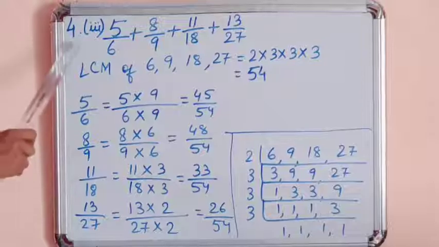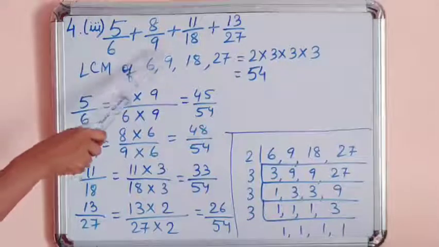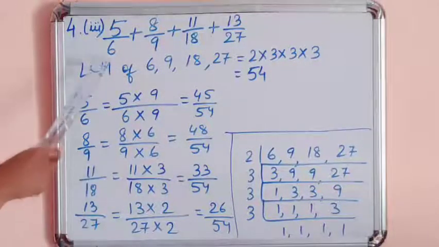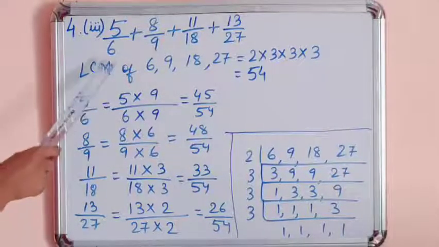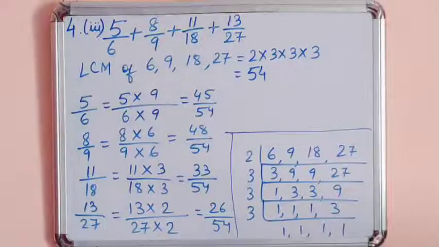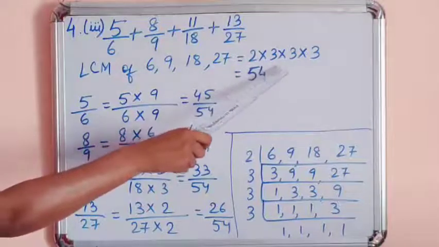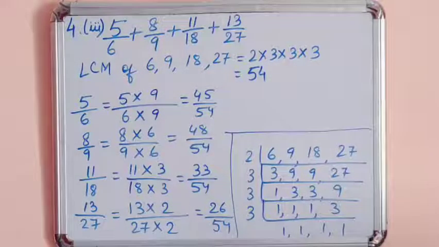Now let us look at number 4, question number 3. So 5 by 6 plus 8 by 9 plus 11 by 18 plus 13 by 27. As you can see here, the denominators are all different. So we have to take the LCM of these denominators. I have shown the LCM here. On calculating the LCM, we get 2 into 3 into 3 into 3, which is equal to 54. So in all these fractions, we have to make the denominator 54.